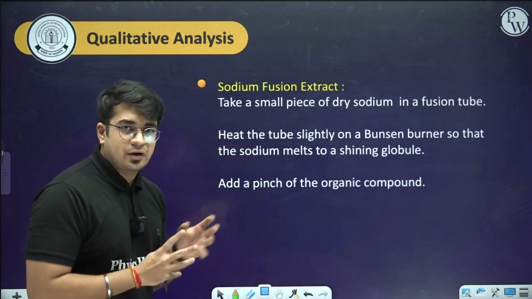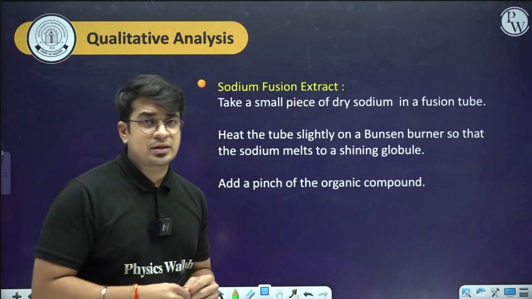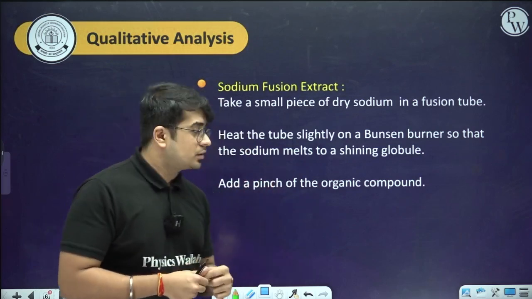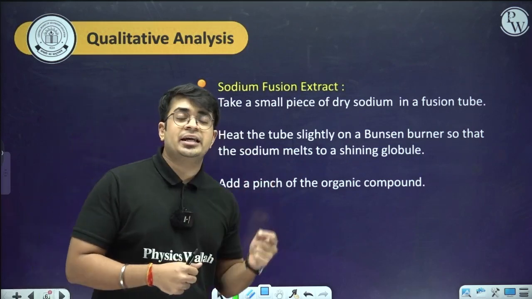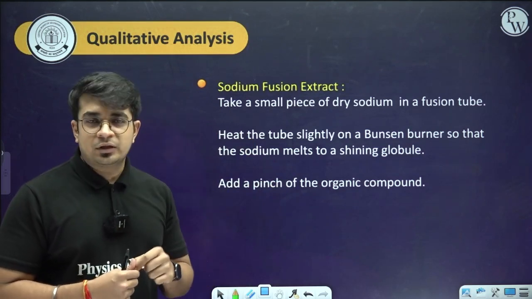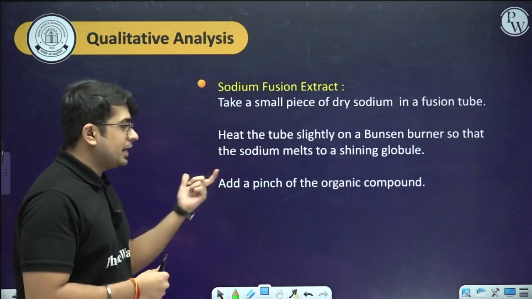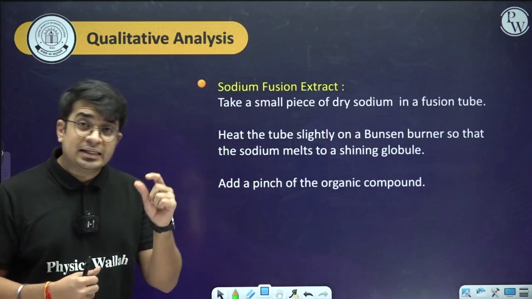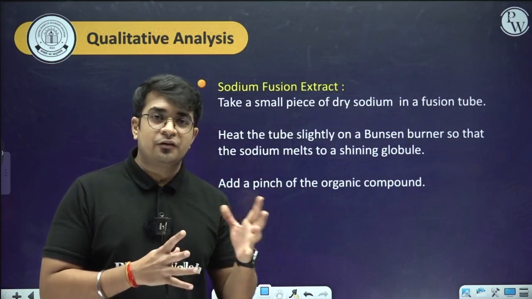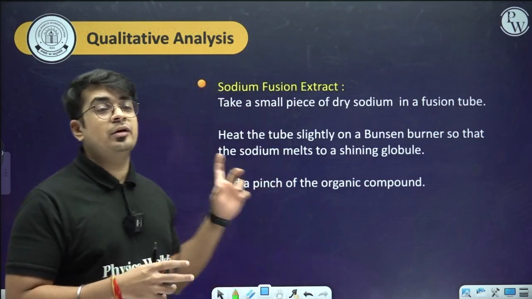So take a small piece of dry sodium in a fusion tube. A fusion tube is a very small glass tube. It's like a test tube, but a very small type of test tube. Now heat the tube slightly on a Bunsen burner so that the sodium melts to a shiny globule. So first of all, you have to heat it slightly so that the sodium converts into a globule type structure. Then add a pinch of organic compound. Now in the heating process, the organic compound which contains carbon, nitrogen, sulfur, or any type of halogen is going to react with the sodium globule at that high temperature.